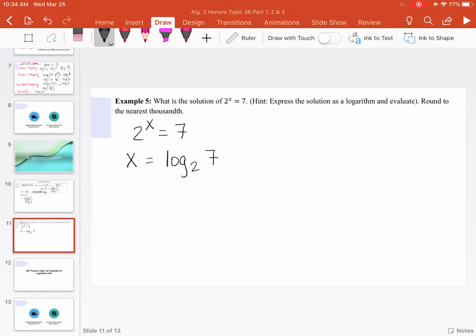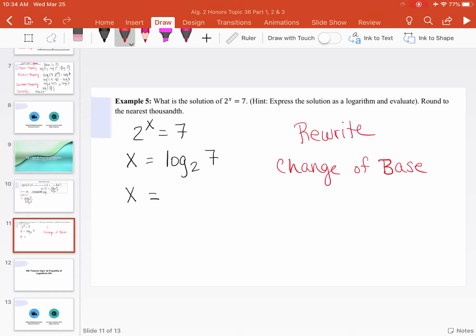So in order to solve for x, on the left side we would get x, and on the right side we would use our change of base formula. So first we rewrite, second we use our change of base formula. We get log of 7 divided by log of 2.